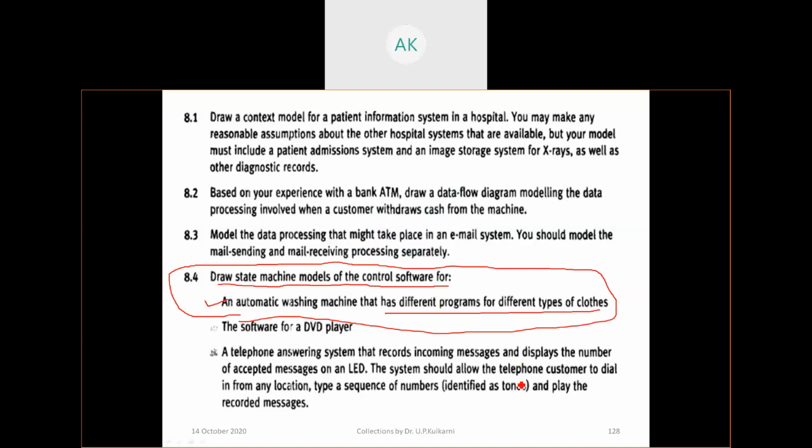Okay, what do you mean by different types of cloths? How do different types of cloth get different treatment in a washing machine? If you can describe that, then only can you draw the state model. Otherwise, it becomes difficult for the state model. So sometimes such vague questions may also be given, and you need to elaborate on that. Without elaborating, you cannot.